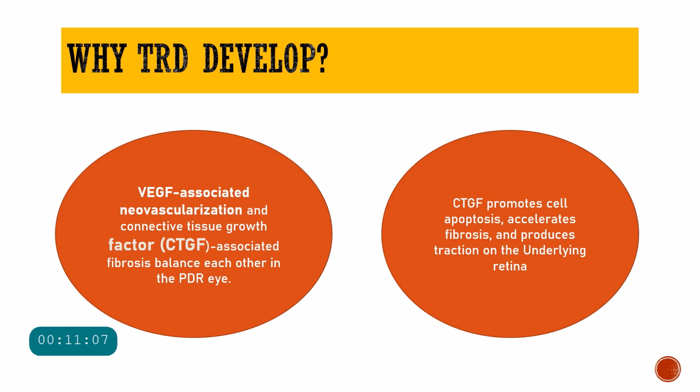Now, why does that happen? Basically, a membrane usually has a fibrous component, and it also has a vascular component. You're taking care of the vascular component by giving the patient anti-VEGF, right? However, what happens when the VEGF component is gone? You are left with only the connective tissue growth factor or the fibrotic component, and that fibrotic component is going to undergo contraction, and as it contracts, it pulls the retina along with it, causing traction on the underlying retina.